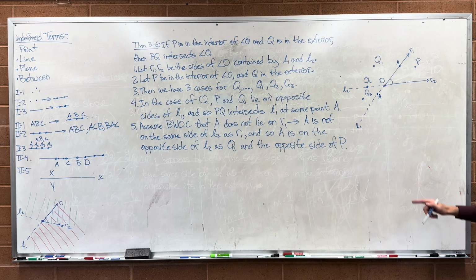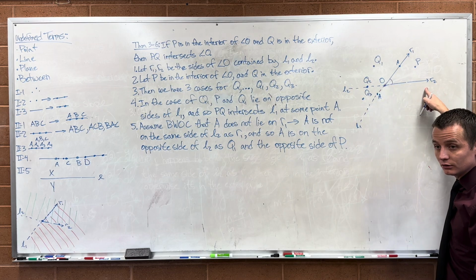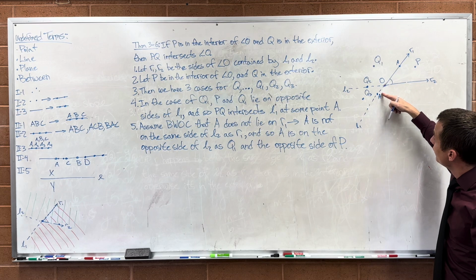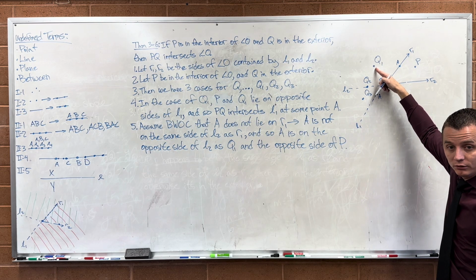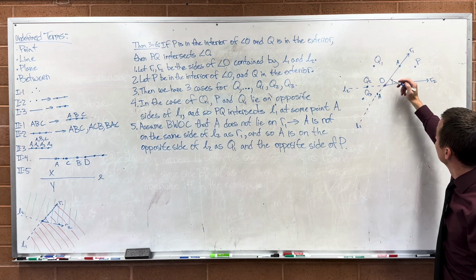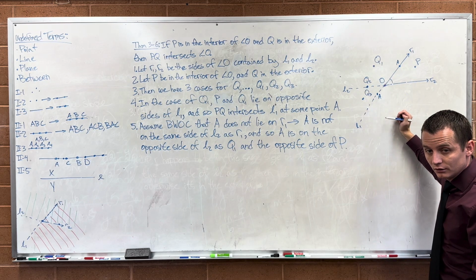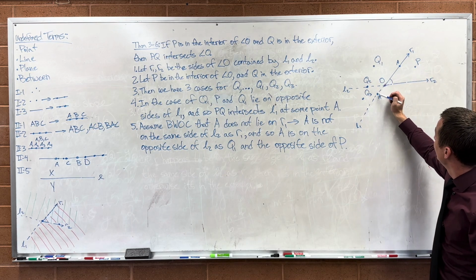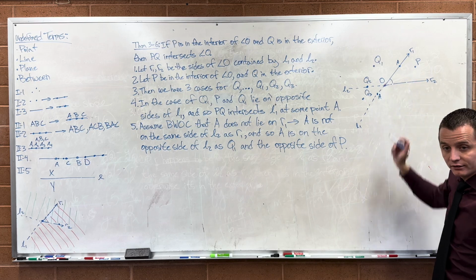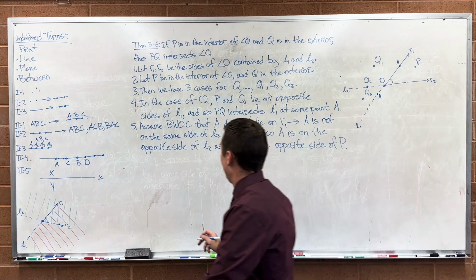So if A is on the opposite side of L2 as Q1, then what do I know? It intersects L2 twice. Q1A intersects L2. Similarly, since A is on the opposite side of L2 as P, then AP intersects L2. Thus, Q1AP intersects L2 twice.